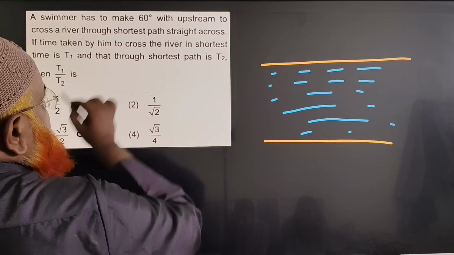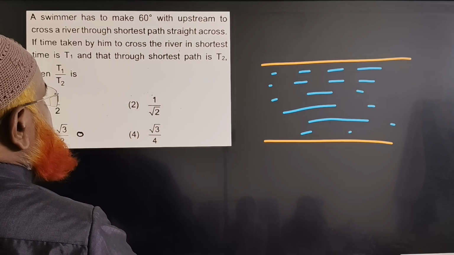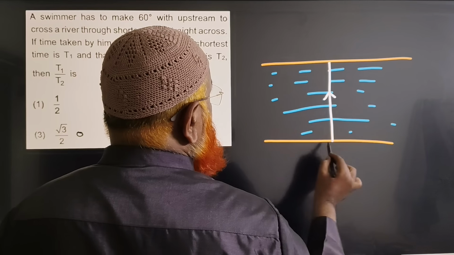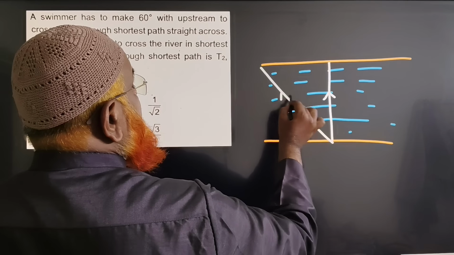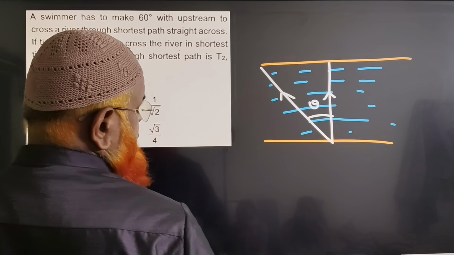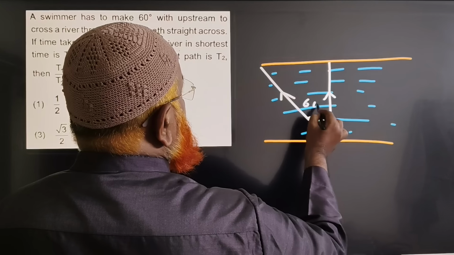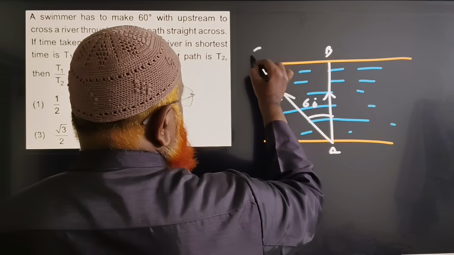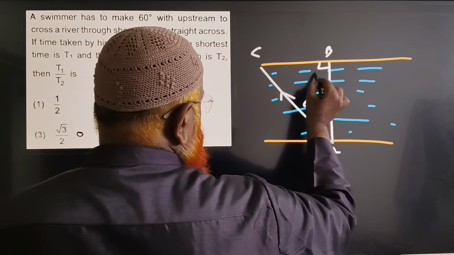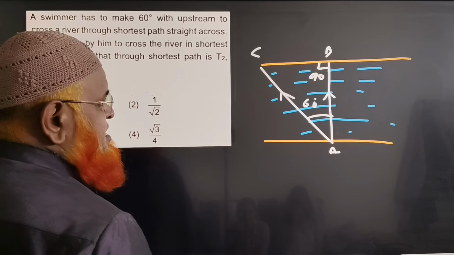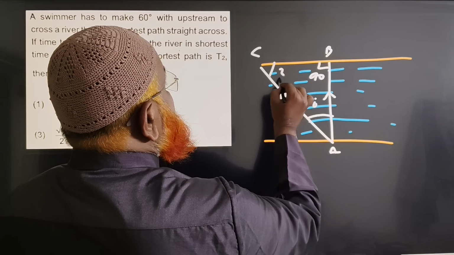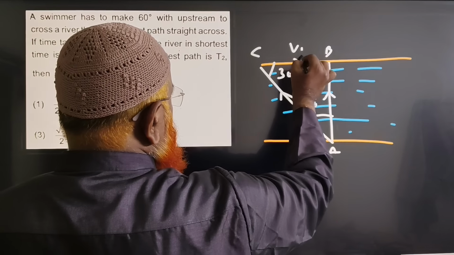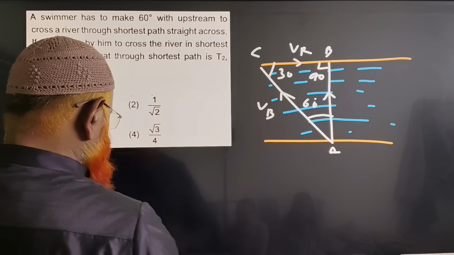A swimmer is making 60 degrees with the upstream to cross the river in the shortest possible path. So you have to aim exactly in the opposite direction. That means your boat should be making a certain angle theta, and that angle is given as 60 degrees. Okay, so this is B, your starting point is A, and this is going to be C, this is going to be 90 degrees, and this is 60 degrees. Okay, it is understood that if it is 60, this is going to be 30. Is it okay? So what is this going to be? It's going to be the river velocity, and this is going to be the boat velocity.